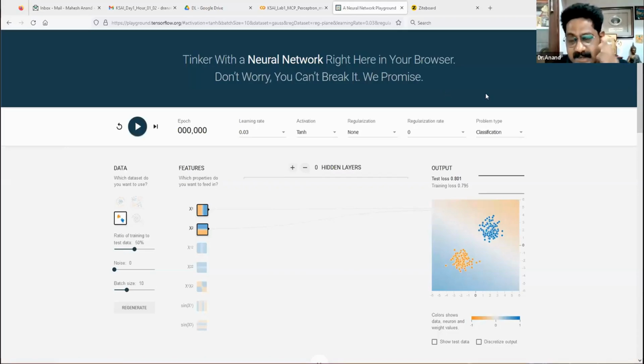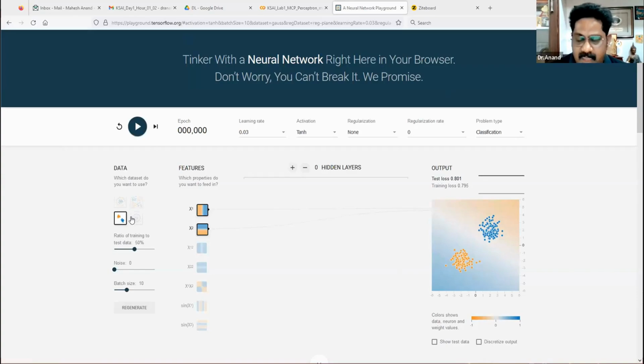Let me take you to this interesting simulation page. I don't know how many of you are aware of this TensorFlow playground. If you just Google TensorFlow playground, you will get the simulation page. We are yet to discover all these technical terms, so don't worry about them. Gradually, in our course, we are going to discover all these terms. That is the objective of our course.